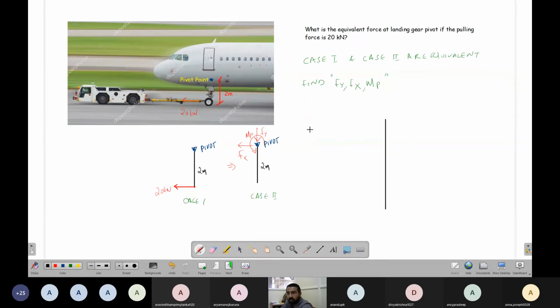So this is case 1, this is case 2. Okay. So who is doing it? Is anyone able to do it? I'll do a hand raise here. I'll give you some time.